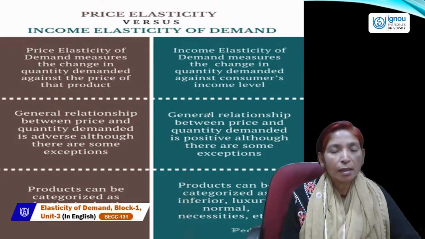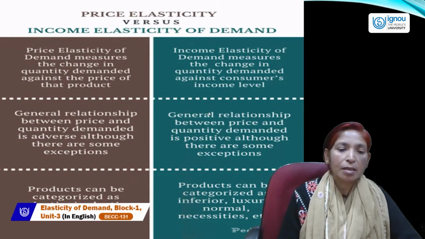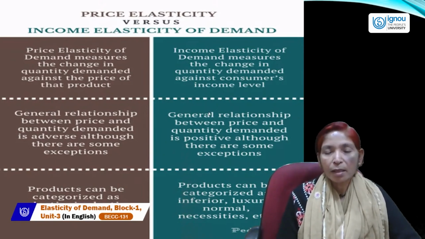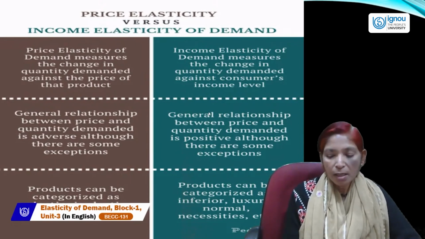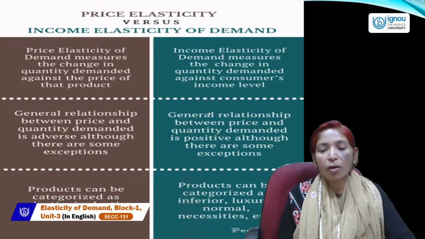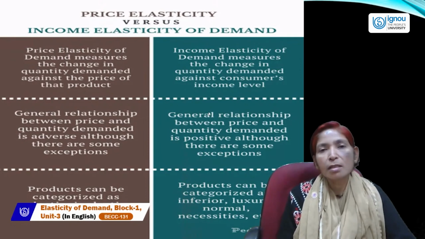Now the third point is that in case of price elasticity of demand, degrees can be classified as elastic, less than elastic, more than elastic, perfectly elastic or perfectly inelastic. And in case of income elasticity of demand, products are inferior, normal, luxuries, or necessaries. In case of inferior, income elasticity will be negative. In case of luxuries or normal, income elasticity will be positive. And in case of necessities, income elasticity will be 0.